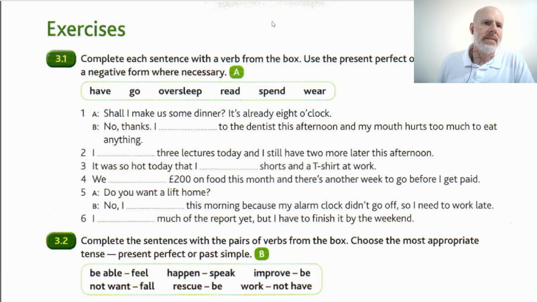Okay, exercises. Complete each sentence with a verb from the box. We have, go, oversleep, read, spend, and wear. All right? So let me just change the color. Let me get a little darker for our writing experience. Look, complete each sentence with a verb from the box. Use the present perfect or past simple with a negative form where necessary.